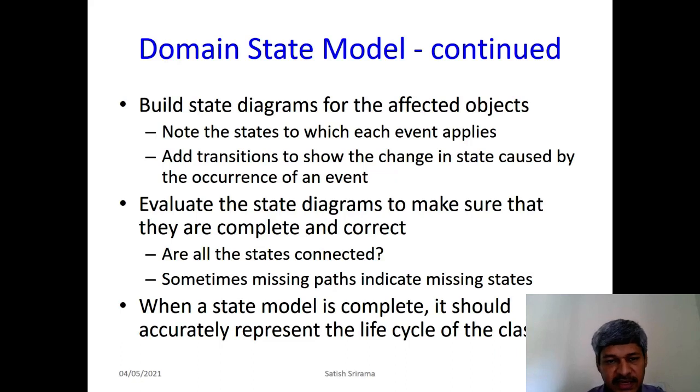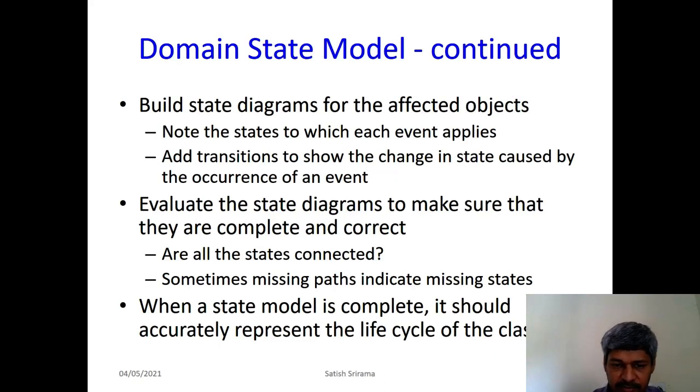Once you have these basic state diagrams ready, you have to evaluate them to make sure that they are complete and correct. You have to see whether all the states are connected. In the class diagram, when you have a certain class lying in a corner, that means you might have missed an association somewhere.